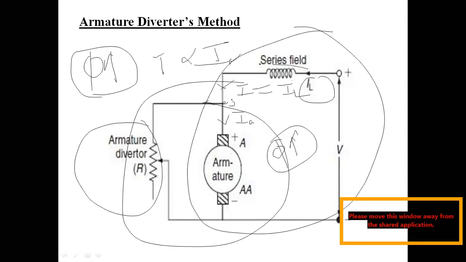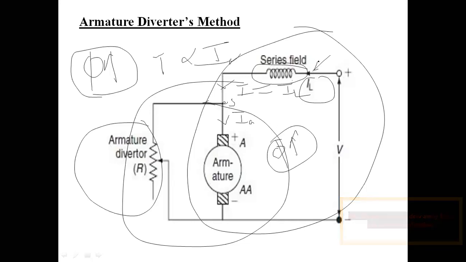Here, the current passing through the field is the maximum value, that means the total value supplied to the series field winding from the supply. So the current flowing through the field winding increases, and the flux is also going to increase.